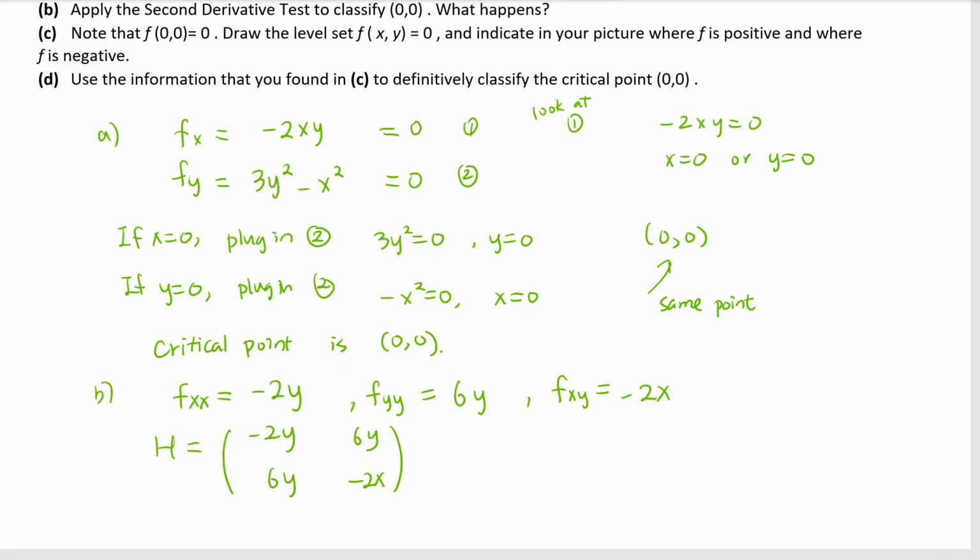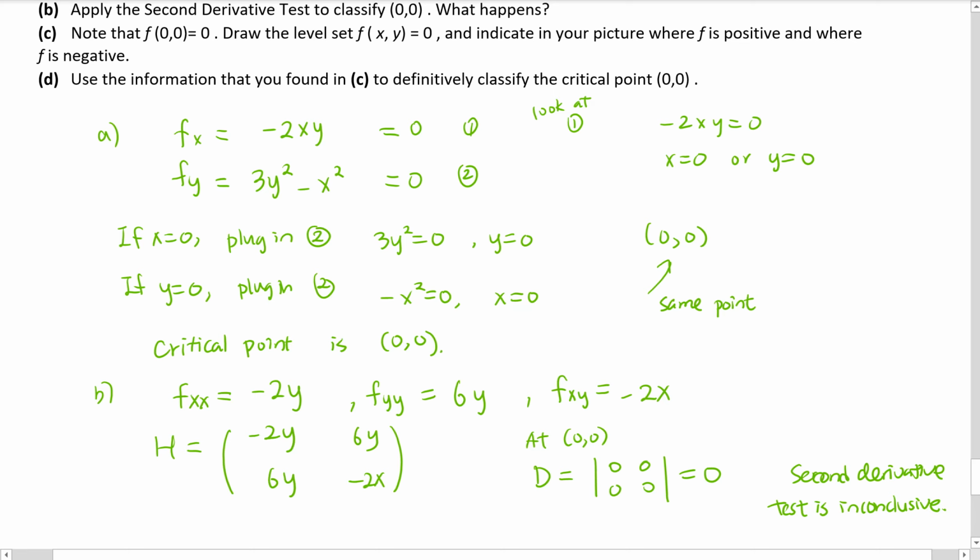So at (0, 0), D is the determinant when you plug in x and y as 0, it's all 0. We get D is 0. What happened? The second derivative test is inconclusive.